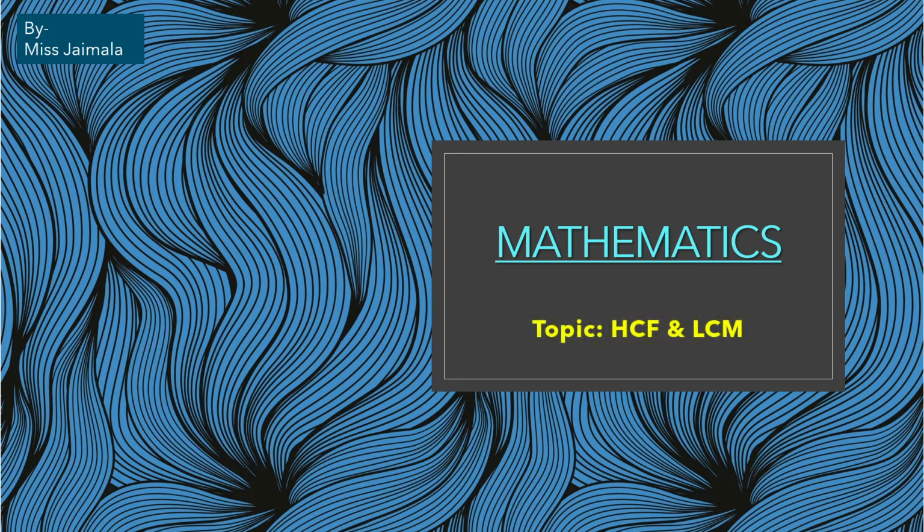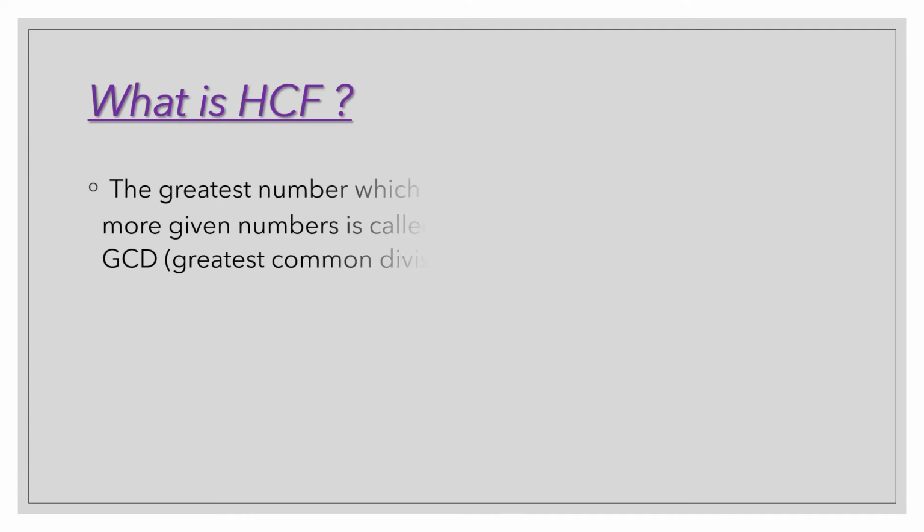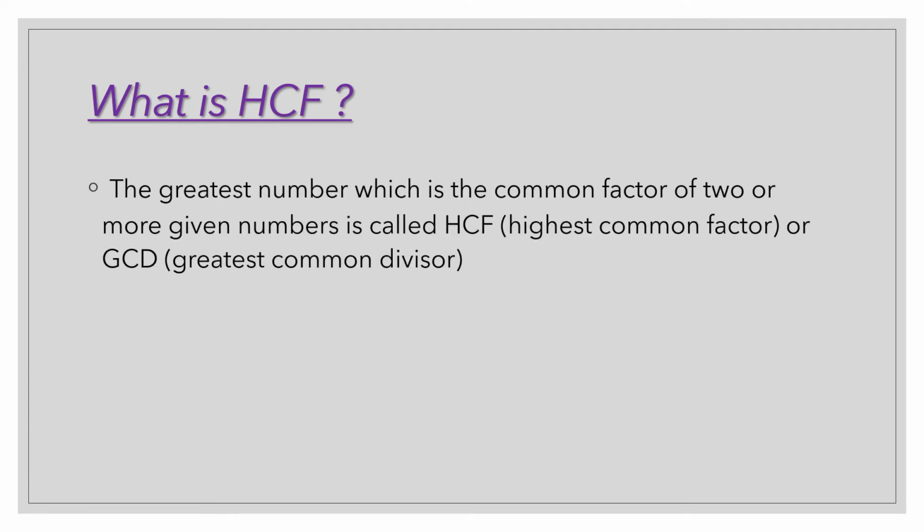The topic for today is HCF and LCM. So, the first question striking in your mind will be, what is HCF? So, here it is. The greatest number, which is the common factor of two or more given numbers, is called HCF, or highest common factor, or GCD. GCD means greatest common divisor. HCF and GCD are the same, both are same.